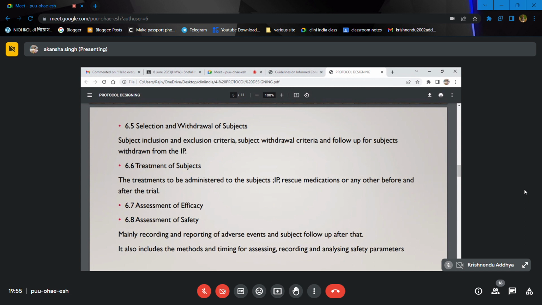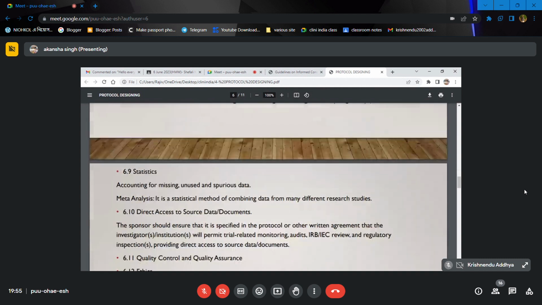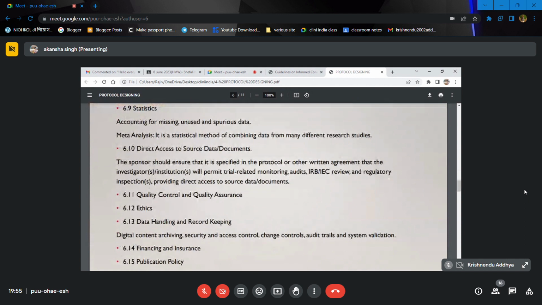How you will do the assessment of safety and efficacy. If an adverse event happens, how to do the follow up, everything will be mentioned in the protocol. Then statistical analysis. What kind of analysis, how you are going to do it. Statistical analysis means you have to analyze the data through graphs and charts: how much the patient is getting cured, in what duration they are getting cured, what the drug concentrations are. So there are different parameters we use in statistics.